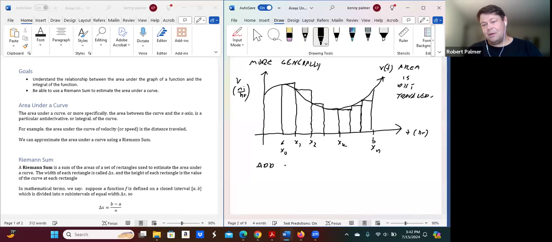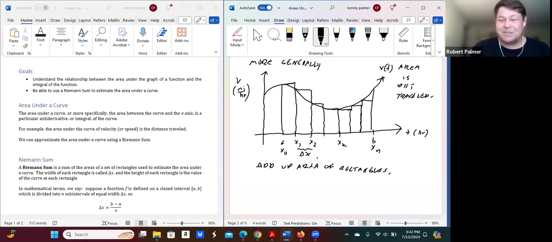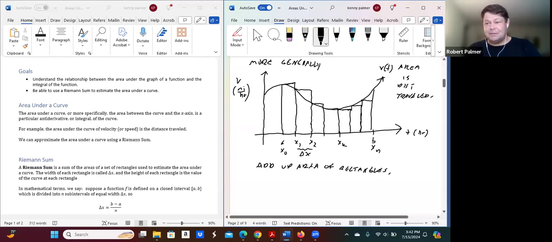So we're going to add up the area of the rectangles. Also, one more thing. We're saying that each one has a width we're going to call delta x. Now, in general, these widths don't have to be the same, but here, for simplicity, all these rectangles have the same width, just different heights.